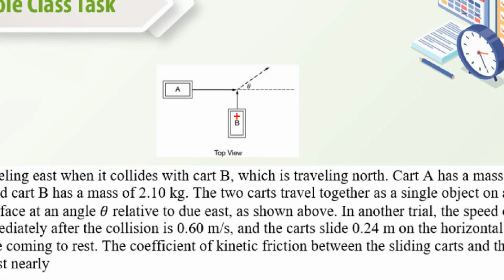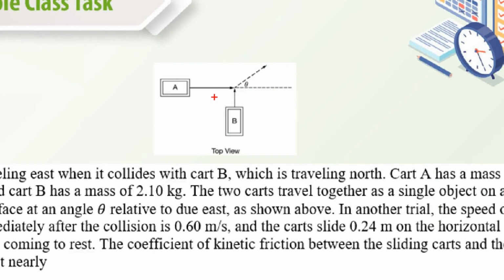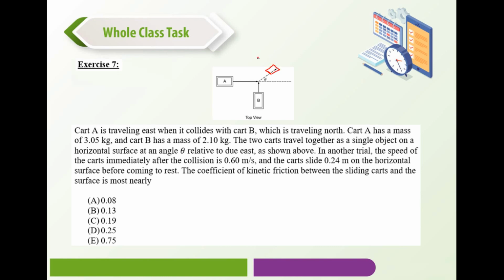Now here what they're saying is that this is a top view. Carts A and B are traveling on a horizontal surface. They will collide at this point, and after this point they will move as a single object. So this is A and B combined, of a mass 3.05 kg plus 2.10 kg. They will travel together a distance of 0.24 meters. And the speed at this point directly after the collision, let me say this is the point C, is given by 0.60 meters per second.